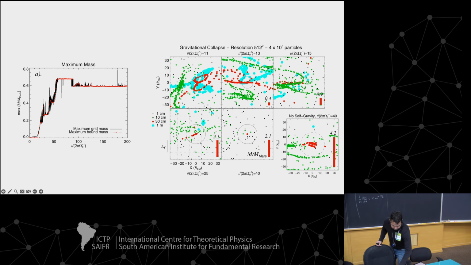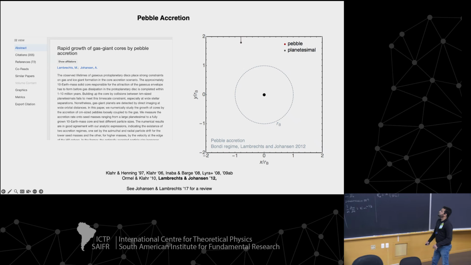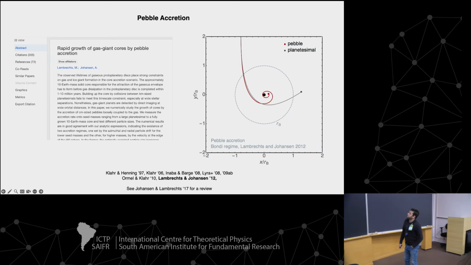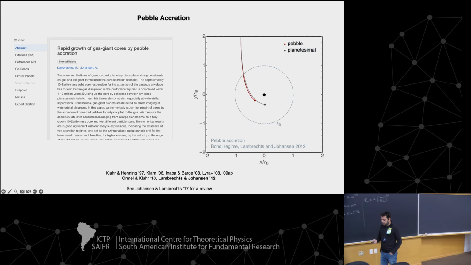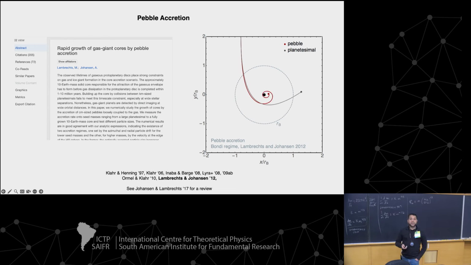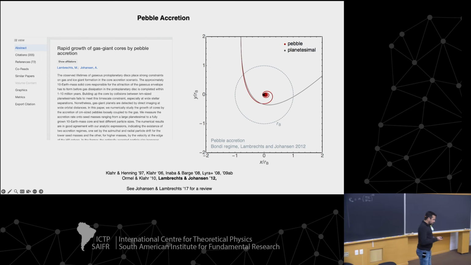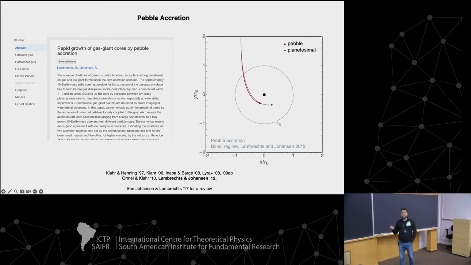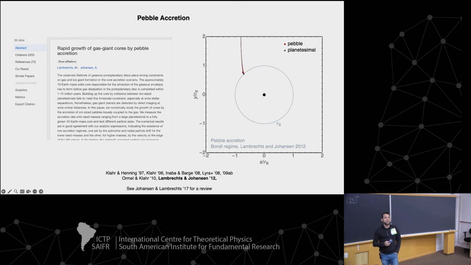was worked out then in this paper here. Yeah, Lambrechts and Johansen, 2012. What is going on here is that it's much easier to accrete the pebbles than to accrete the planetesimals because the pebbles are feeling gas drag. So for them, the motion is dissipative. Right? If you have gas drag, the pebbles, as they enter the Hill sphere, are losing energy to gas drag. It's much easier to accrete them than it is to accrete the planetesimals.